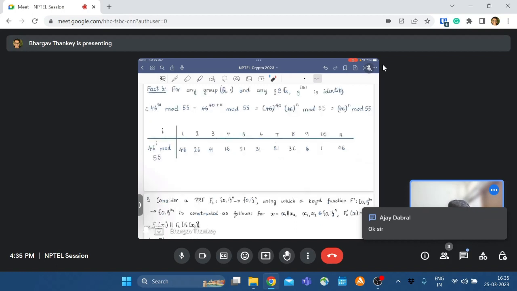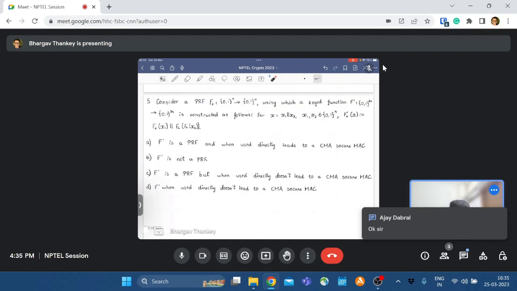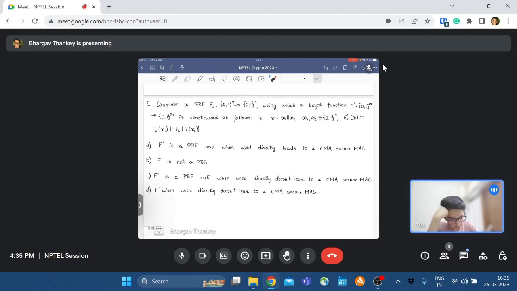So let's move to the next problem. The next problem is, consider a PRF, a pseudo-random function f_k from {0,1}^n to {0,1}^n. Using this pseudo-random function, we'll generate a keyed function f prime k from {0,1}^2n to {0,1}^2n as follows. By the way, this should be f prime k, not f_k. So the keyed function f prime k would be defined as follows.